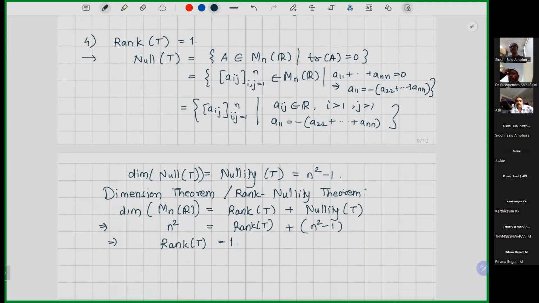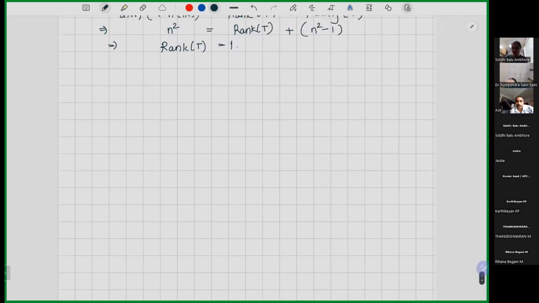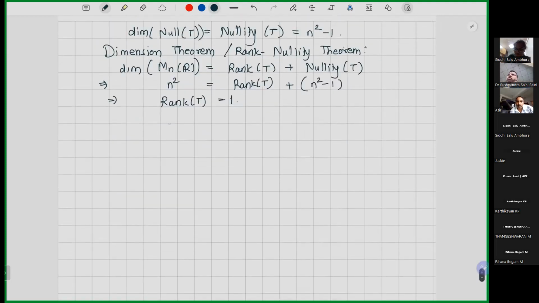Can you please explain once more how it became n square minus 1 dimension of the nullity? Let me show you like this. If I have any matrix, let me show you for 3 cross 3. It is A, B, C, D, E, F, G, H, I. It is this matrix, and I have to make it trace 0.